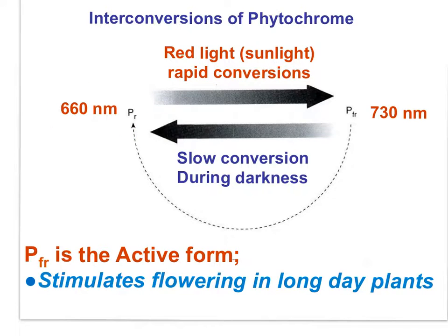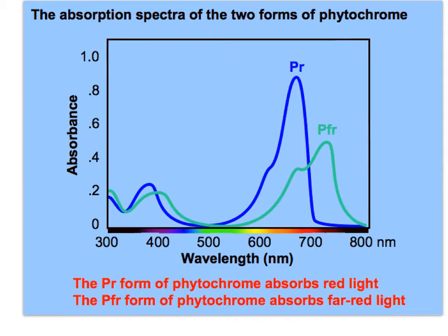Now, this cycle repeats itself every day, but if the day is long enough, then enough Phytochrome far red is formed to stimulate flowering in long day plants. The different forms of the phytochrome absorb slightly different wavelengths. The Phytochrome red absorbs red wavelengths, while the Phytochrome far red absorbs far red wavelengths.